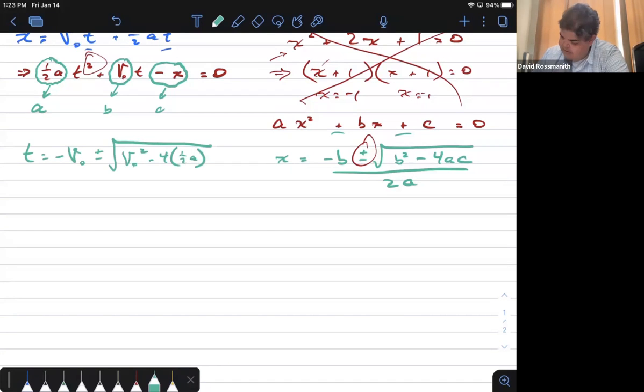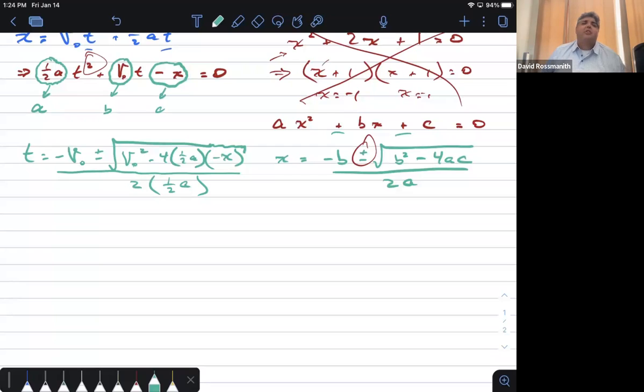Times c. C is negative x. Remember, the negative is important here. You've got to keep track of those. And all of these things are divided by 2 times a, and a happens to be 1/2 a. And there we go. If this were a real problem, I would have the value of all these things.